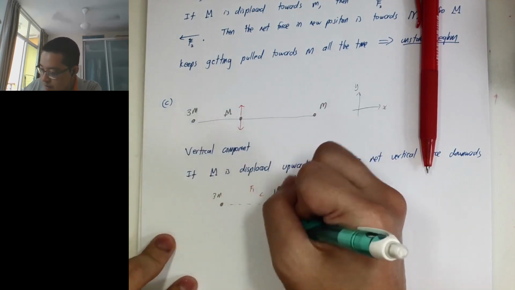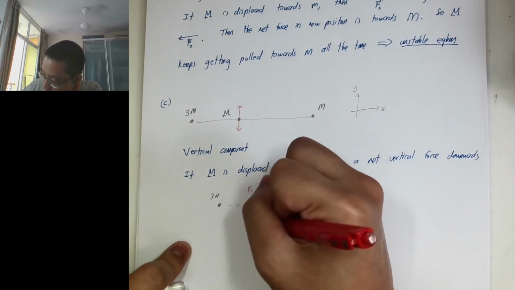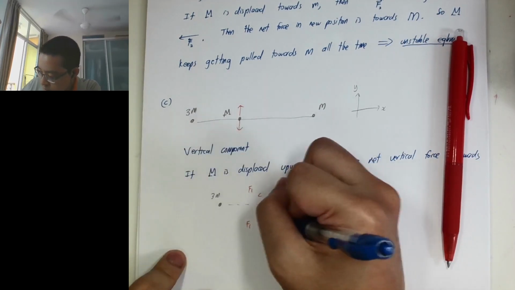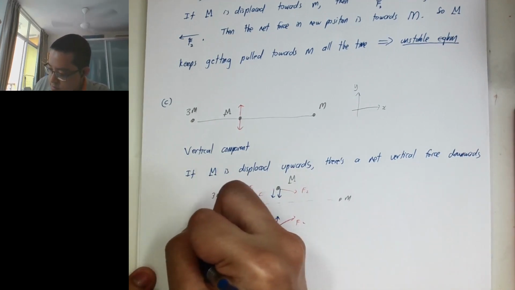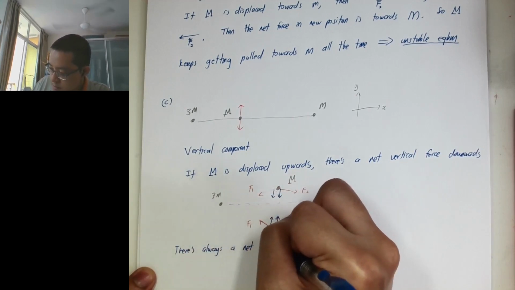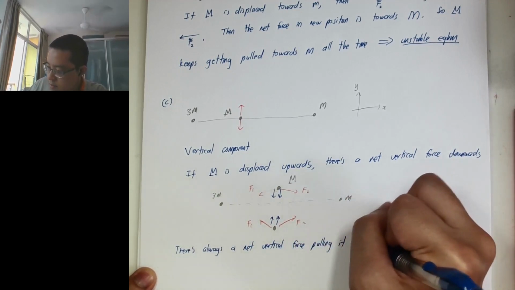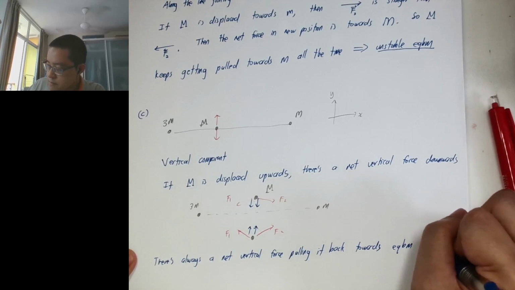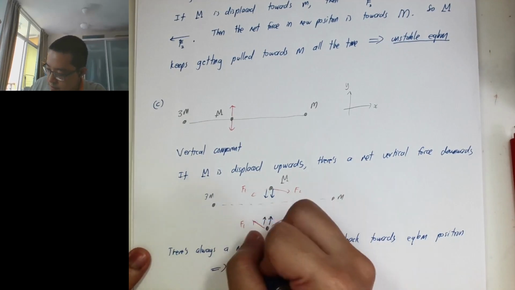And it's the same if I move it down. If I move it down, then my net force, well, there are two components here. If I resolve it, it is pulling it down. So there's always a net vertical force pulling it back towards the equilibrium position. Therefore the equilibrium is stable in the y direction.